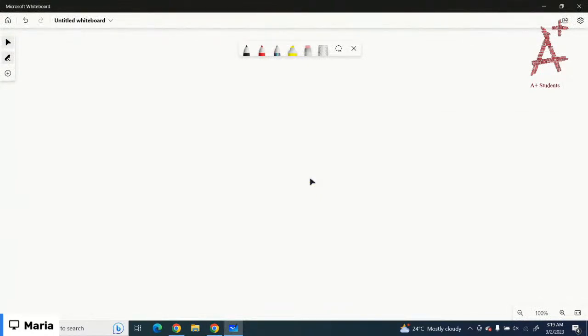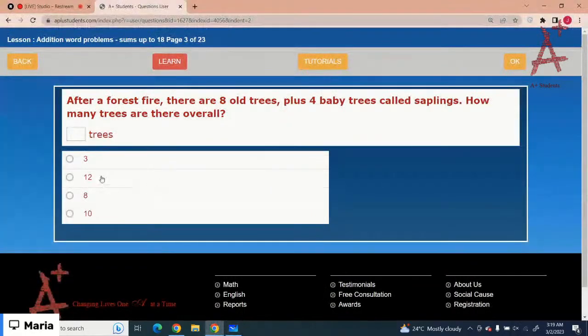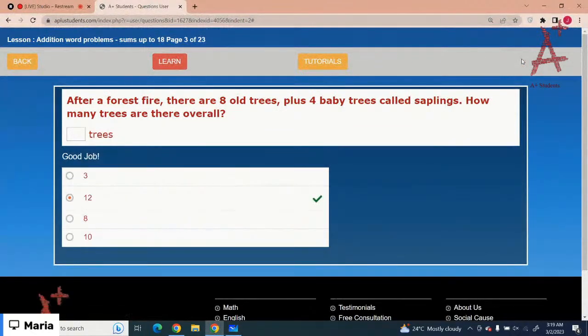We just did 8 plus 4. So 8 plus 4 equals, start with 8 and count up 4: 8, 9, 10, 11, 12. So 8 plus 4 equals 12. Got it? That means the baby trees and the old trees together make 12. So just select the correct option and click on the OK button.